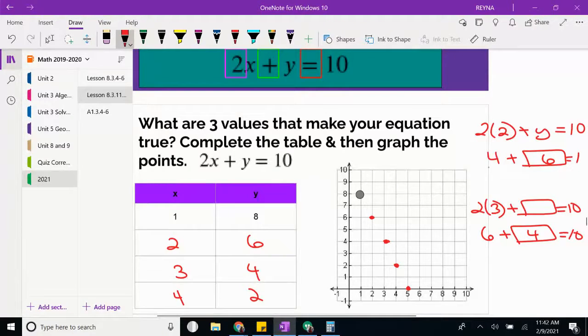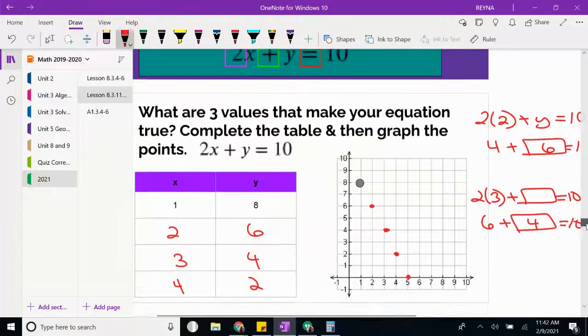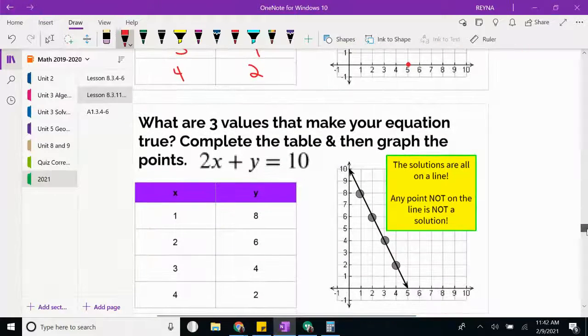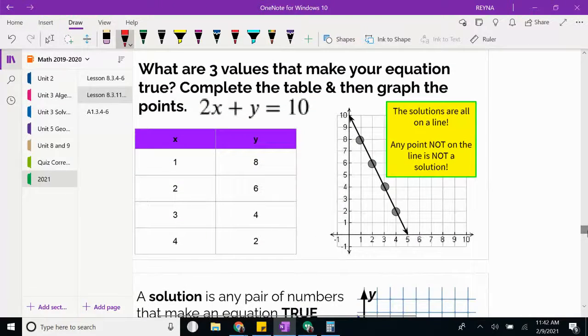So this would be able to tell us these are our combinations that work for our riddle. And what is a solution? A solution is anything that is on this line. So any number on this line is a solution. Any number that is not on this line is not a solution.